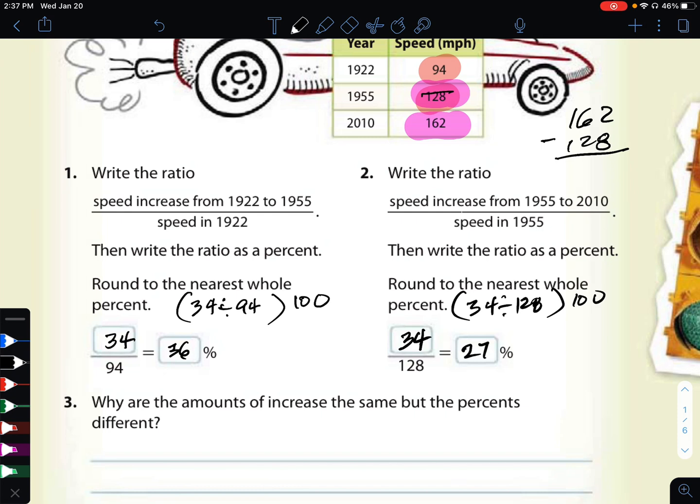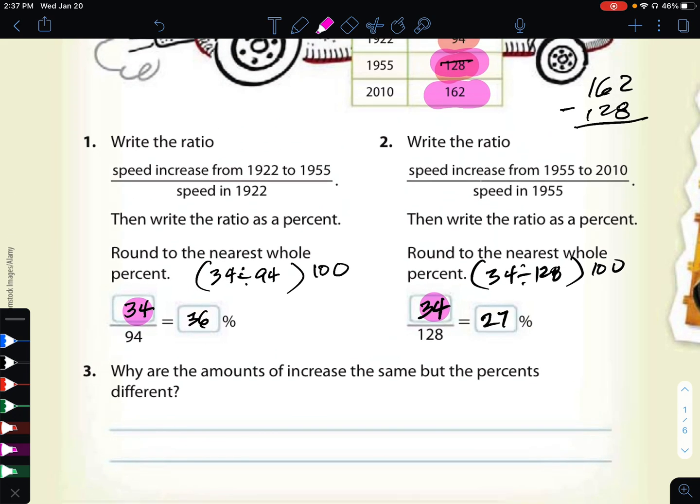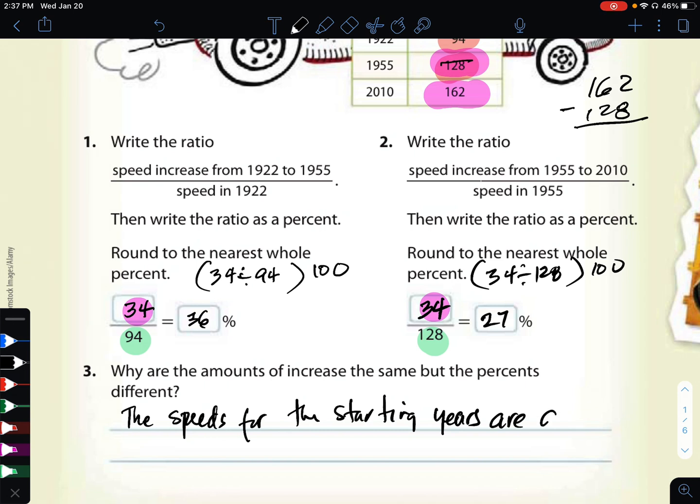Now, if you notice, the difference is 34 for both speed increases. Question number 3: why are the amounts of increase the same, but the percents are different? Well, very simple. If you look at the denominator, this is 94, this is 128. They're different because the speeds for the starting years are different. And that's the answer to that question.